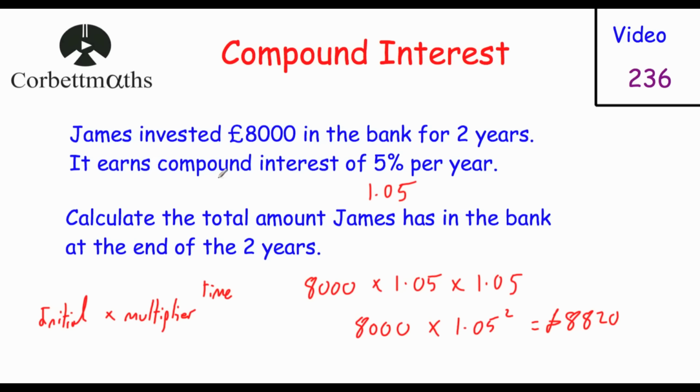So our initial is the amount of money that was invested to begin with, the 8,000. Our multiplier, because it's a 5% increase, we used 1.05, so that's the multiplier. And because it was 2 years, we used squared. If it was 3 years, we'd use cubed. If it was 4 years, we'd use to the power of 4, and so on. And that's it. Okay, let's have a look at another question now.